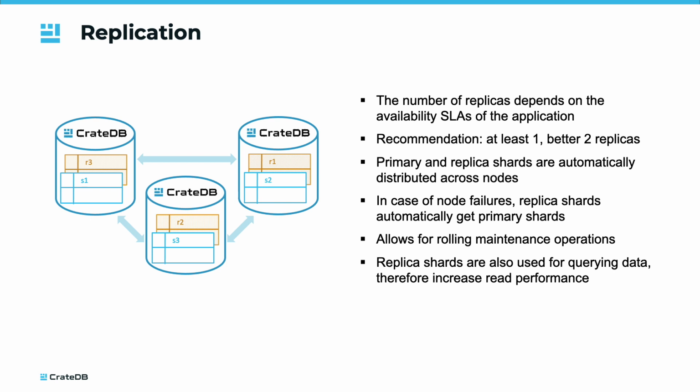This feature also allows for rolling maintenance operations without causing downtime, as the database remains available through the replicas even when some nodes are temporarily offline for maintenance. Replica shards are also used for querying and aggregating data, and therefore enhance the overall query performance.